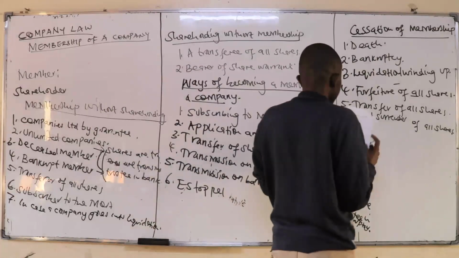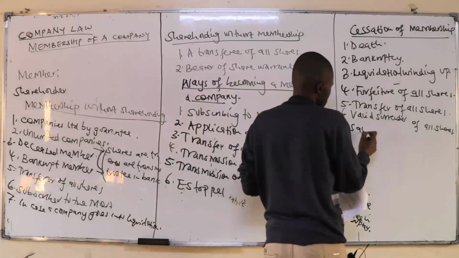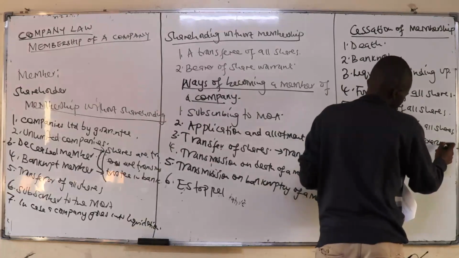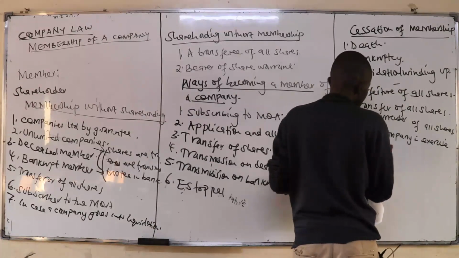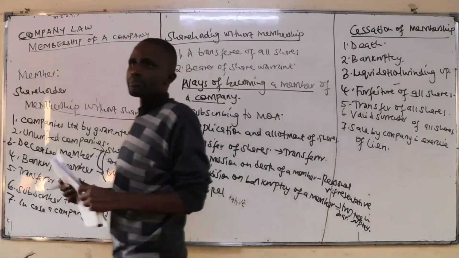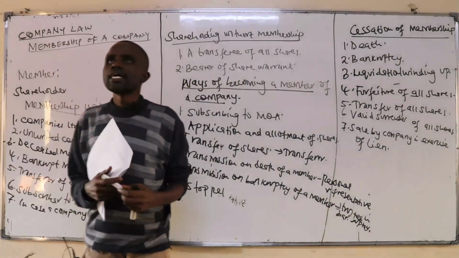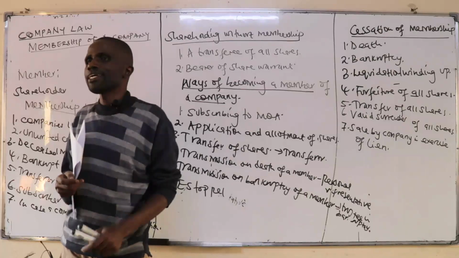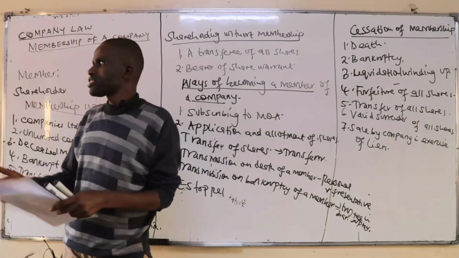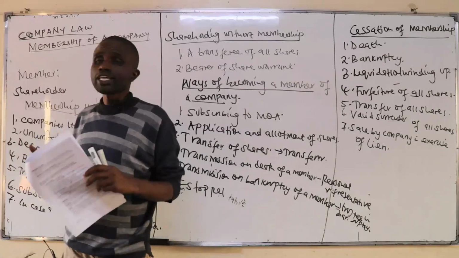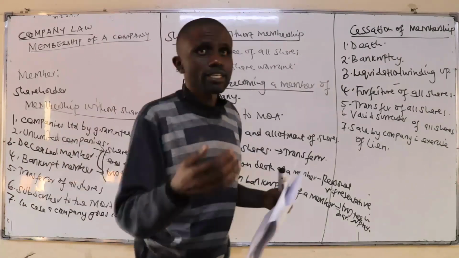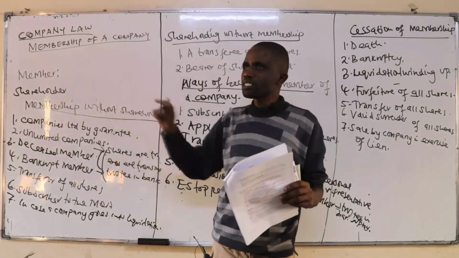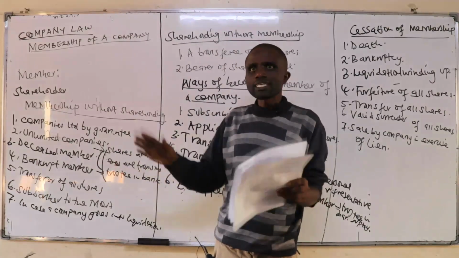Then sale by company in exercise of lien. You did business law, you studied what is lien? Yes, to retain. Lien means where probably you have used your shares in that company to get a loan. For instance, Equity Bank is a loan-giving company. It gives credit facilities to its members. Now, I use my shares in Equity Bank to get a loan. So my shares are my security.